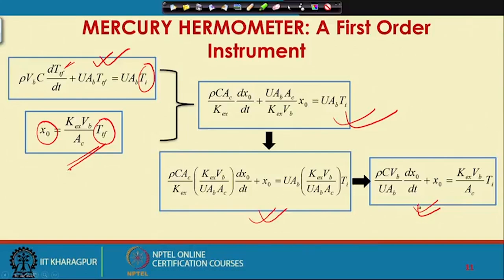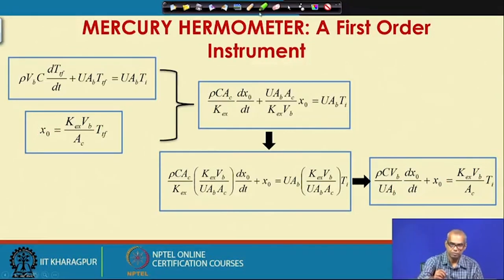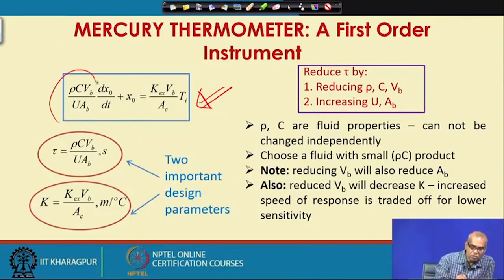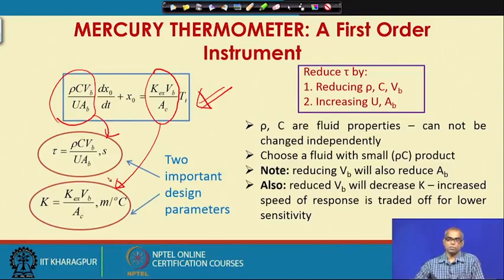So, if you look at these equations, this entire thing becomes the time constant tau and this entire thing becomes the static sensitivity k. So, this is the equation we just obtained. I told you that this is tau, the time constant, and this is the static sensitivity k. Now, these are two important design parameters.